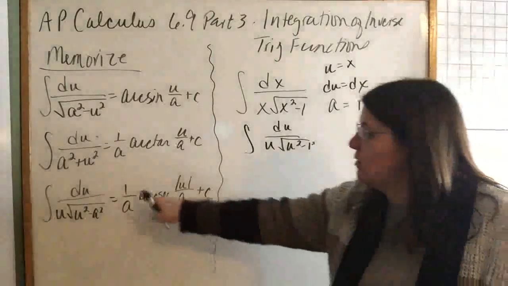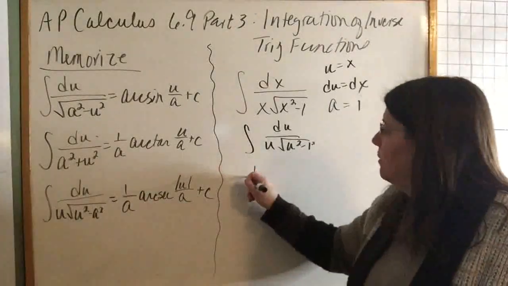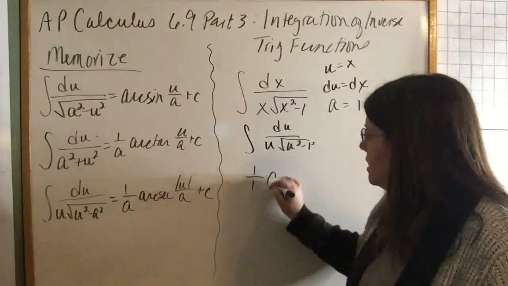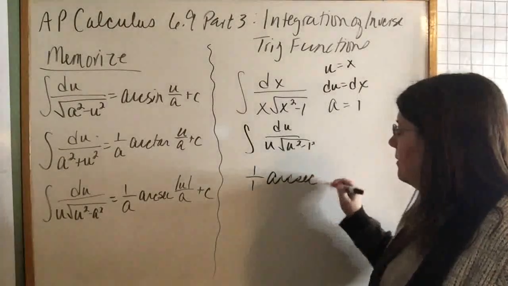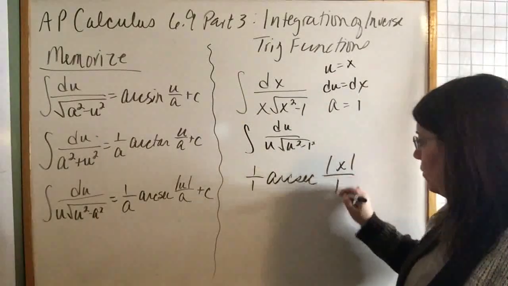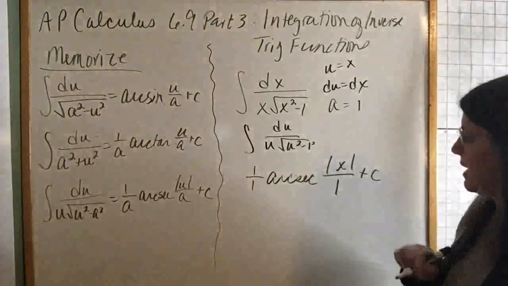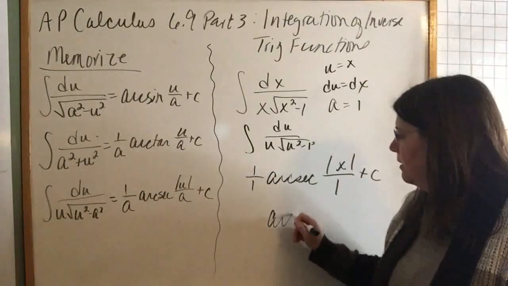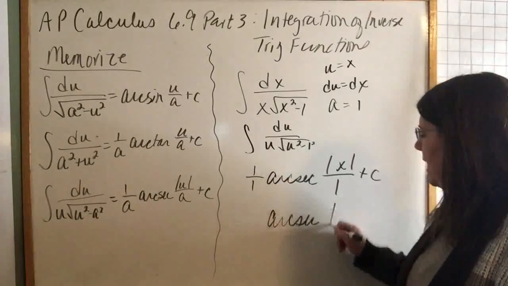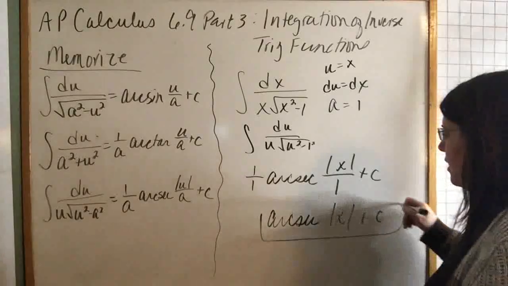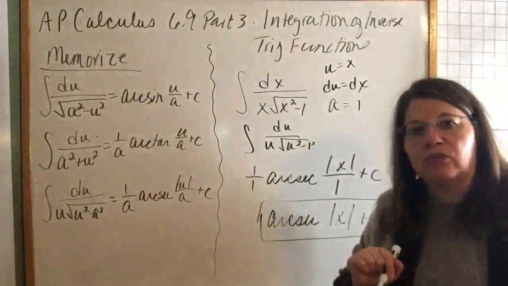So what I would have is 1 over a. Well, my a value was 1, so I have 1 over 1 arcsecant, the absolute value of u, which is x, over a, which is 1, plus c. And don't forget your plus c. So we got 1 arcsecant, the absolute value of x, plus c as the integration of what we started with here.